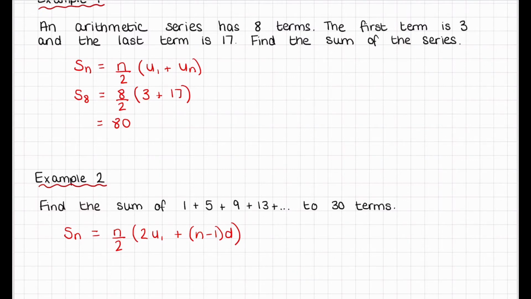Now we need to make sure we've got all the information that we need. So u1 will equal 1. N, how many terms? We're going up to 30 terms. And our difference we just need to work out. Remember, we do the second term minus the first term, which equals 4. So it's going up by 4 each time. And then we can just put all that information into our formula.